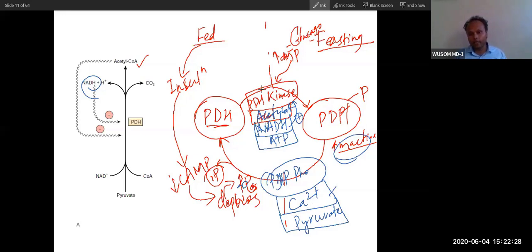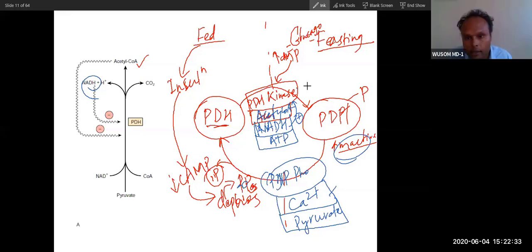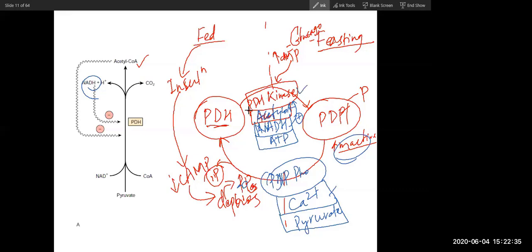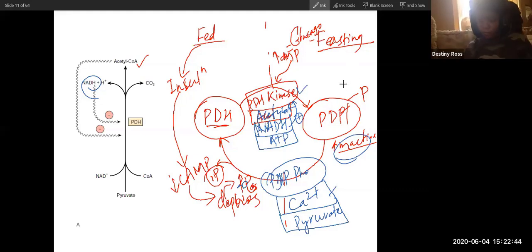Did you understand this? Did you understand at least the upper part? Can you repeat that again? You all, did you know this PDH is converting to the PDH phosphorylated form in fasting condition? Understand up to this?